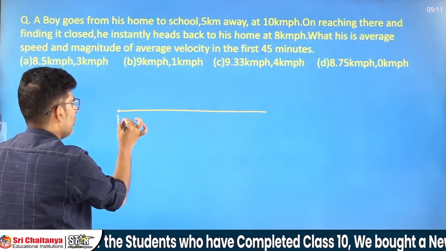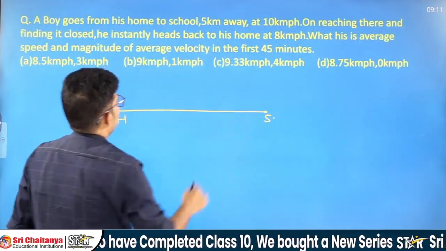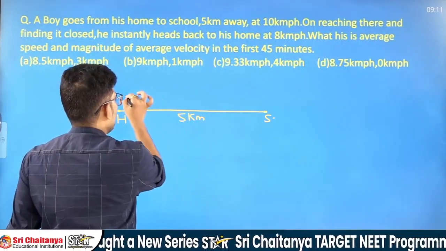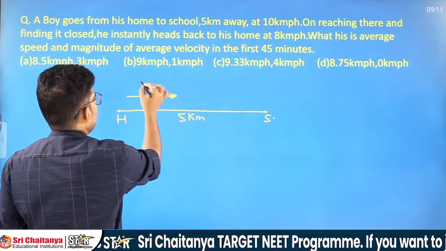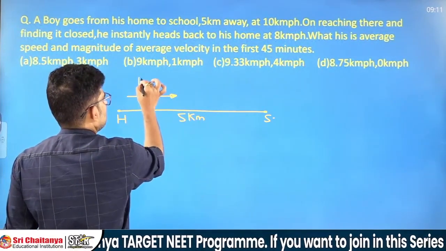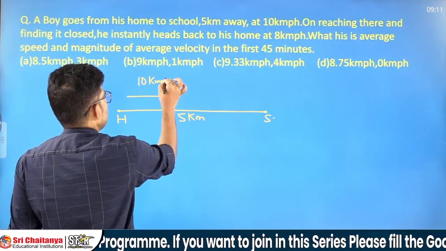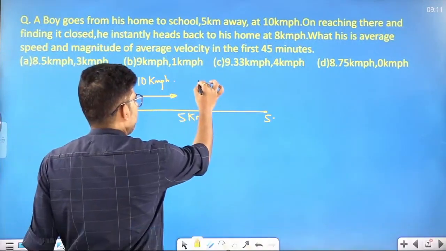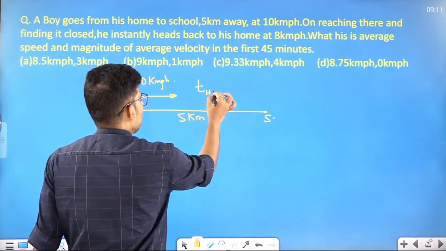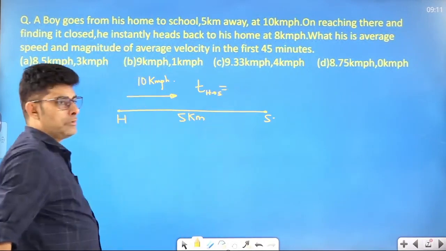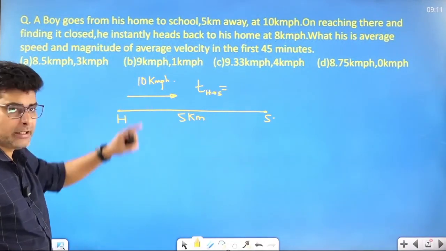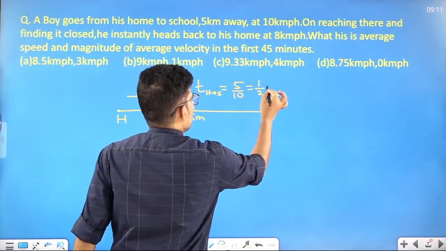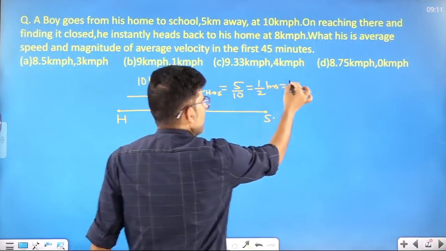again see, this is his home and this is his school, the distance is given 5 kilometers. Now when he is going, his speed is given as 10 kmph. So if it is given 10 kmph, so first of all, can we find the time, how much time he took from home to school? What will be the value? 5 kilometer divided by 10 kilometer per hour, means 5 by 10 is how many hours? 1 by 2 hours.